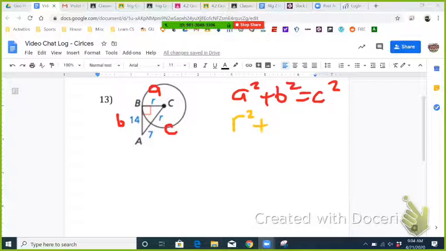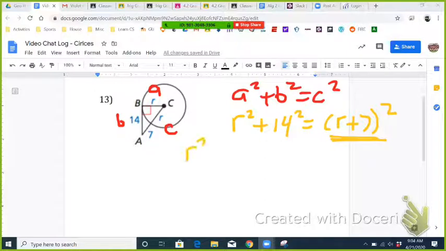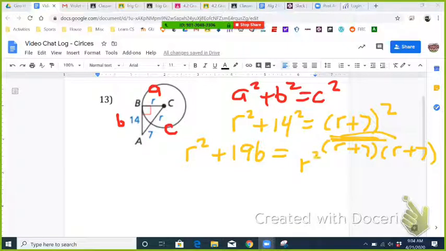So you get r squared plus 14 squared is equal to r plus 7 all squared. Alright, so we gotta make sure we FOIL this. So we get r squared plus, I think this is 196, I'll double check that. Now what I mean by foiling this, we don't want to write it as r squared plus 49, because r plus 7 squared is really r plus 7 times r plus 7. So when you FOIL it, you get r squared plus 7r plus 7r plus 49.